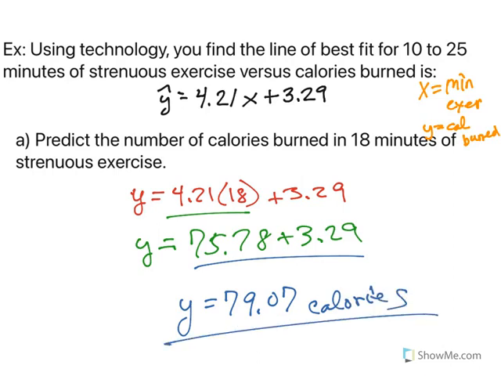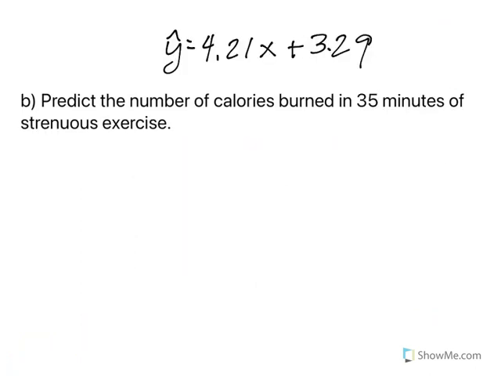So we're estimating. If I know that this is true based off of the data that I had, if I strenuously exercise for 18 minutes, I will burn roughly 79 calories. Now, 18 minutes falls between 10 and 25, so this is an example of interpolation because it's inside the range of values that we have.